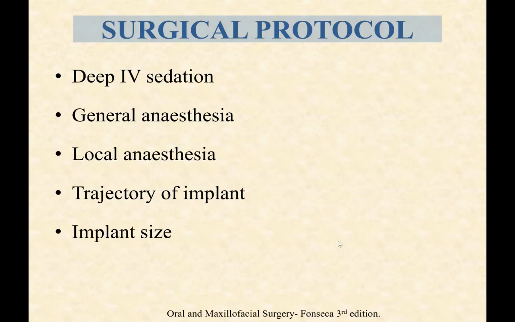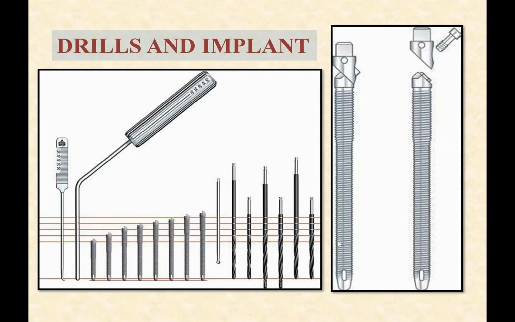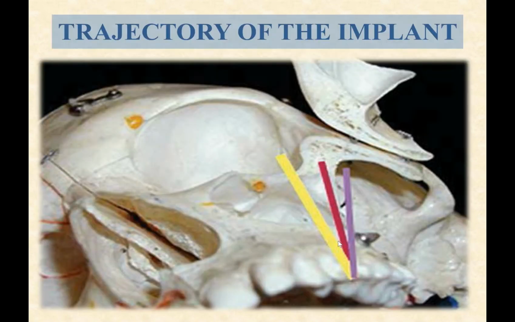Next is the surgical protocol. IV sedation or general anesthesia, with local anesthesia, can be used. Trajectory of implant and implant size are important. The armamentarium includes a zygomatic retractor, the following burrs, the zygomatic implant, an implant length checker, and a gauge checker. The implant can be of sizes from 35 mm to 45 mm, and trajectory of the implant should be of main importance here.